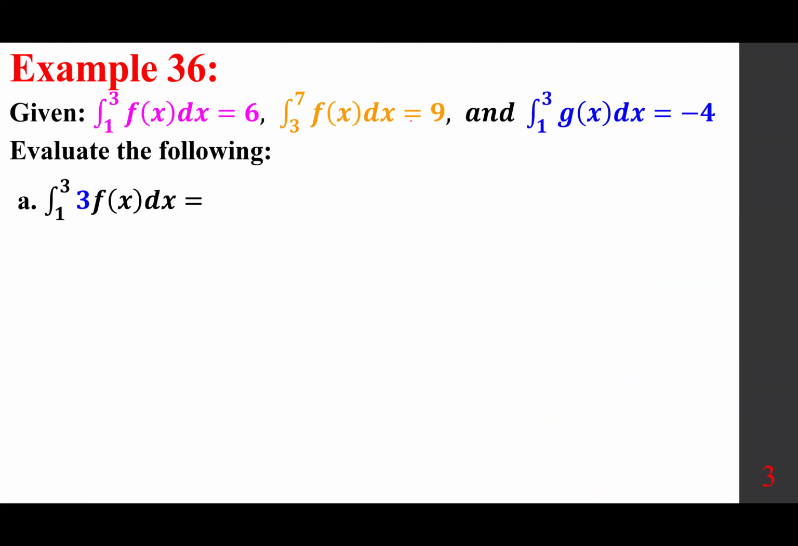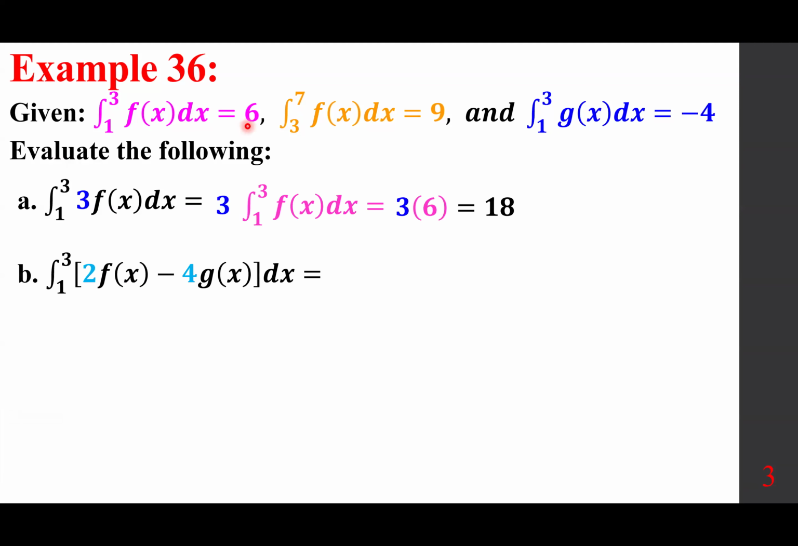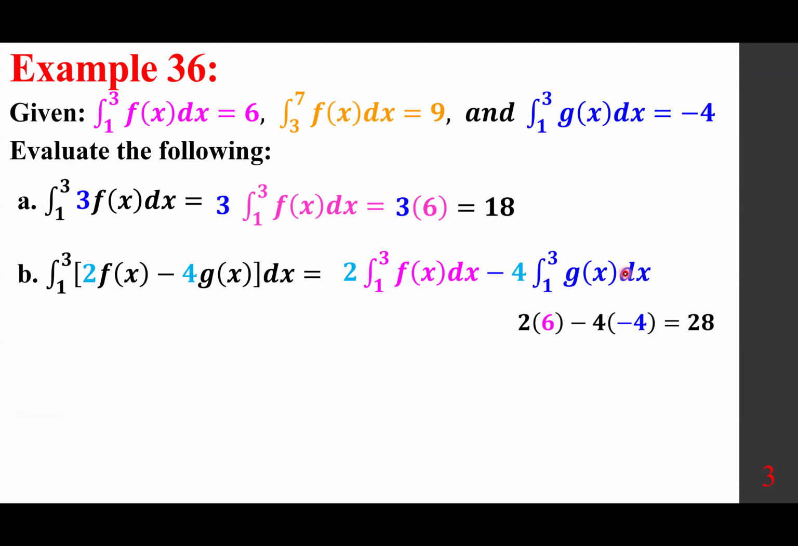We are given a bunch of definite integrals. So we want to find the integral of 3 times f of x dx. We take the 3 out, and this part is 6. So 3 times 6 equals 18. In this case, we cut it into two pieces. We take the 2 out, minus we take the 4 out. And now this part, again, we replace with 6, and this part with -4. The answer is 28.